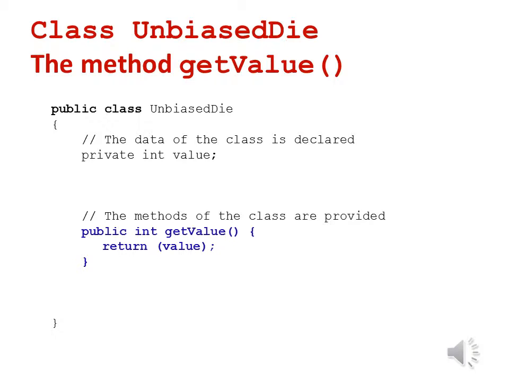Methods of a class, when executed, provide for its behavior. One method is to let other classes get the value of the die roll. This method is declared as public int getValue. When this method is executed, it returns a face value of the die roll through the statement return value. It's only through the use of this method that other classes can access the attribute of unbiased die.